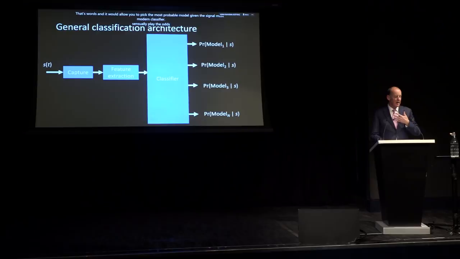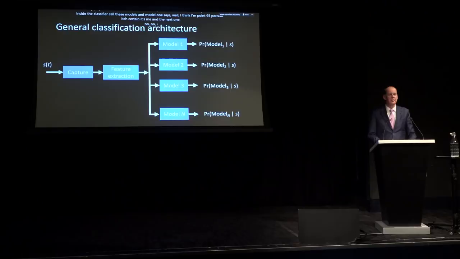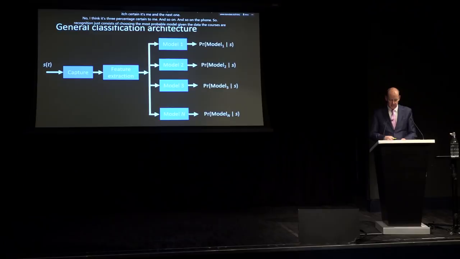So if I just reveal what's inside the classifier, I've got all these models, and model one says, well, I think I'm 95% certain it's me, and the next one says, no, I think it's 3% certain it's me, and so on and so on. So recognition just consists of choosing the most probable model given the data. Of course, it implies a lot of training, a lot of technical expertise and so on.